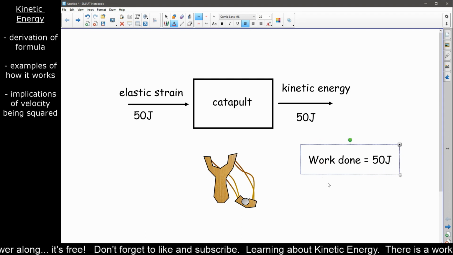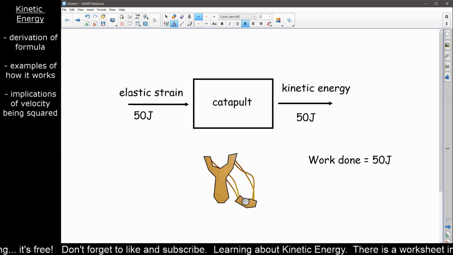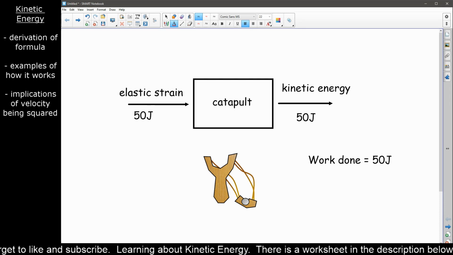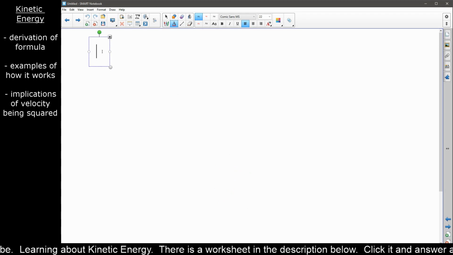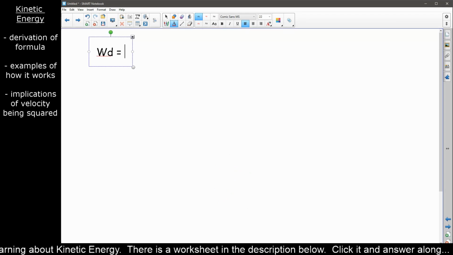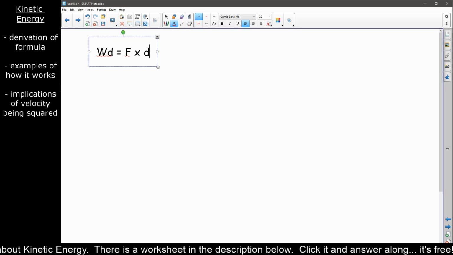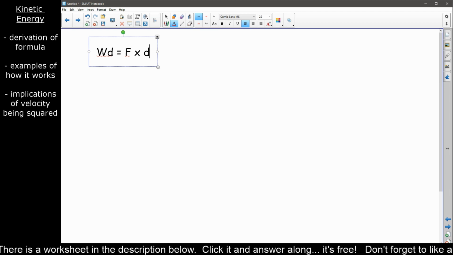Okay, because remember, work done is the energy transferred from one form into another. In this case, we've got it only going from one form into one other form, so we've done 50 joules of work. Now that's kind of cool because we can then do the equation that work done equals force multiplied by distance. Okay, so we know that 50 joules is equal to the force multiplied by the distance moved. But that's not massively useful.